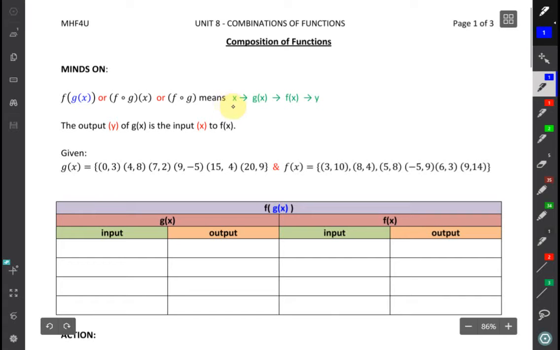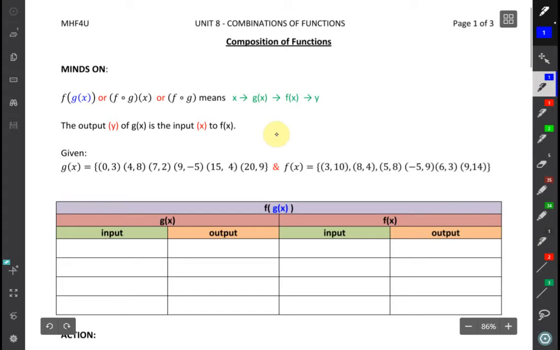Writing this out to represent what's actually happening, an x input goes into g at x, and then the output y of g at x goes into f at x, and then the ultimate output of the function comes out of f at x. So what we see here is the connecting in the middle, that the output y of g at x is the input x to f at x.